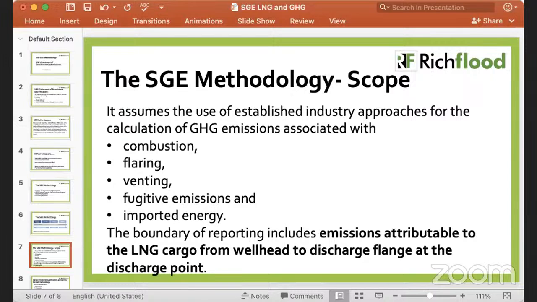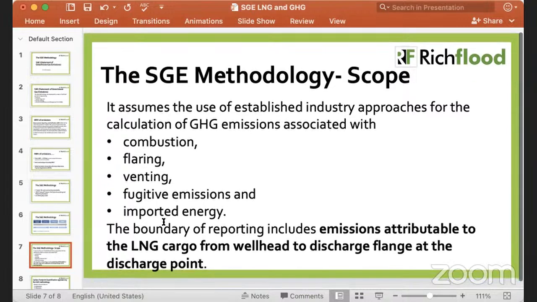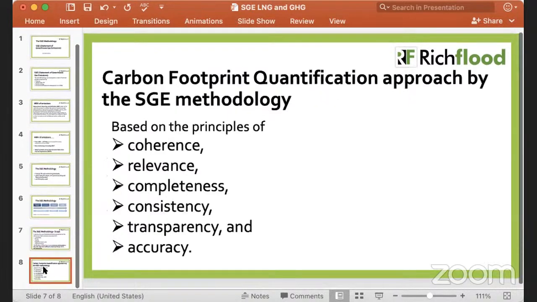So I'm wrapping up very soon. You can see that the method, the scope, assumes the use of established industry approaches for the calculation of the GHG emissions associated with combustion, flaring, venting, fugitive emissions, and imported energy. The boundary of reporting includes emissions attributable to the cargo from wellhead all the way to the discharge point.